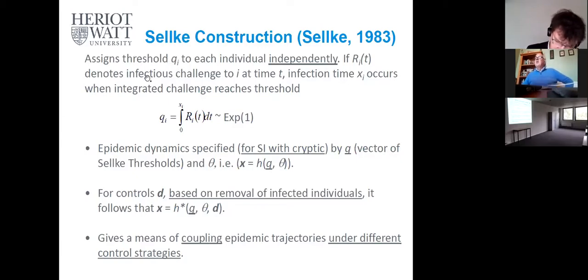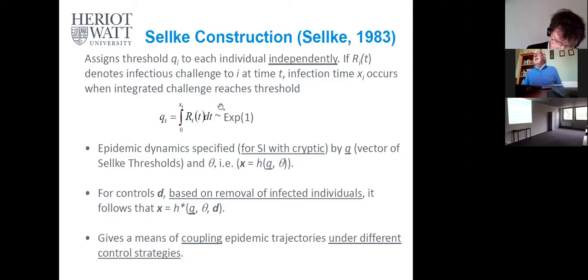And then, in order to generate the realization of the epidemic, I'm going to let Ri(t) be the infectious challenge applied to individual i at time t. And what happens then is that individual i integrates the infectious challenge that they receive, and as soon as that infectious challenge reaches their threshold, then at that point they become infected. So in other words, as soon as I reach time xi, where that integral is equal to Qi, that then becomes the infection time for that individual.